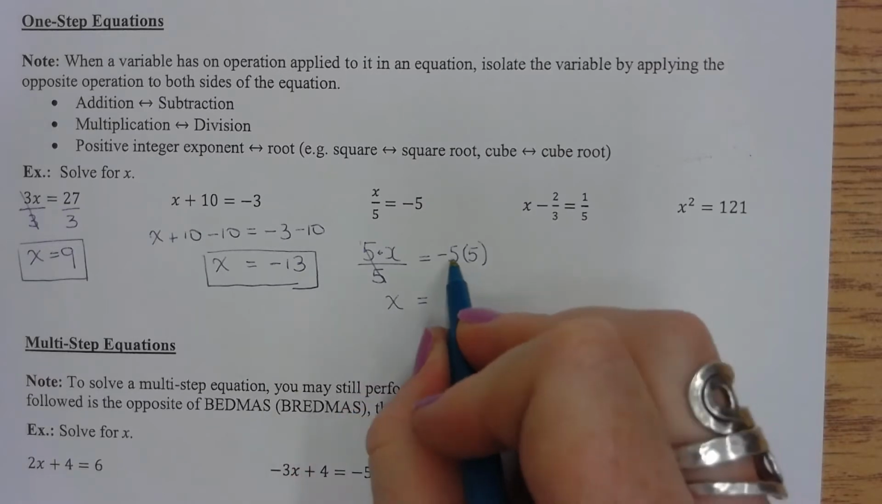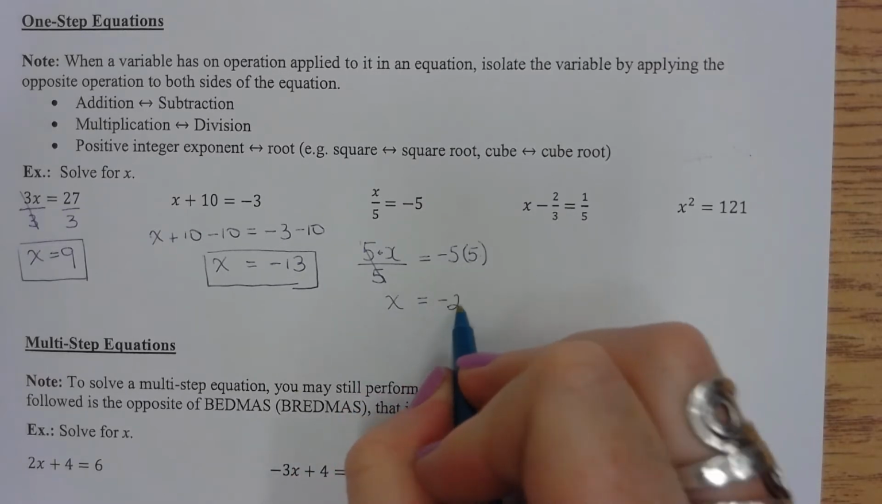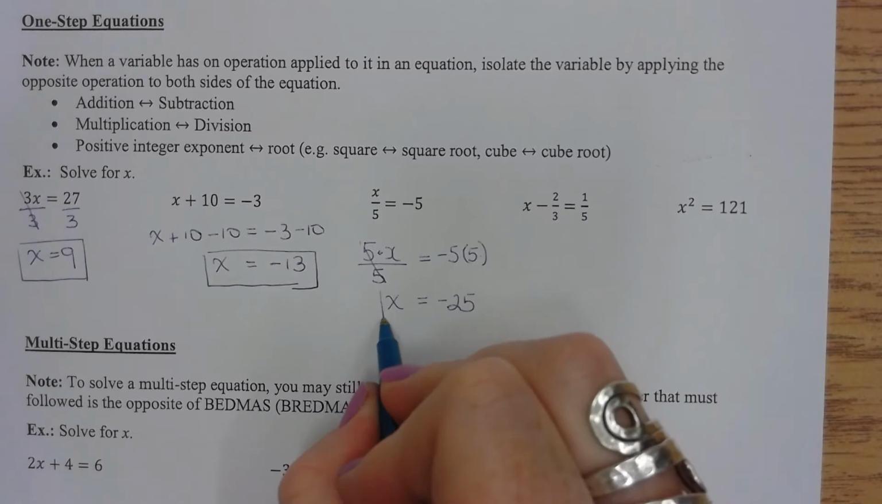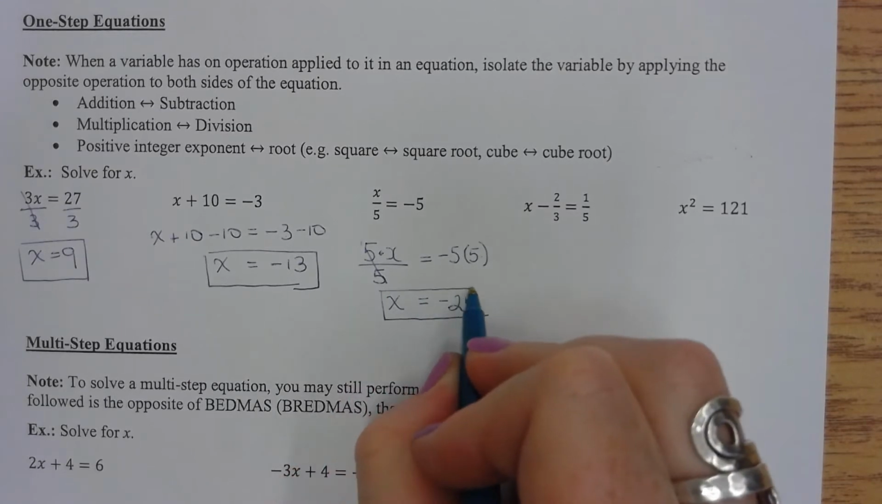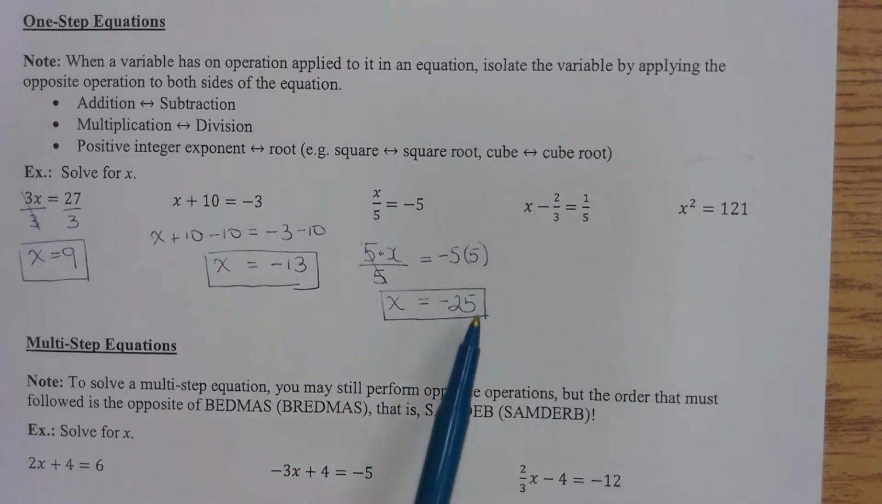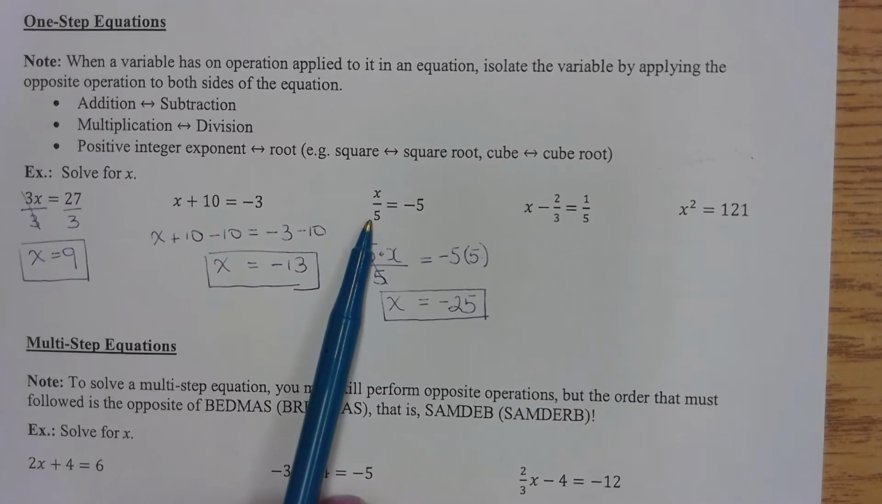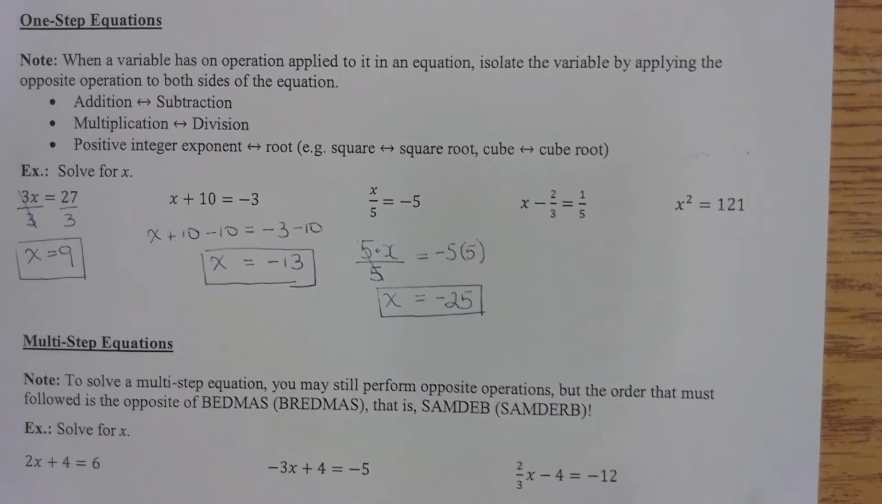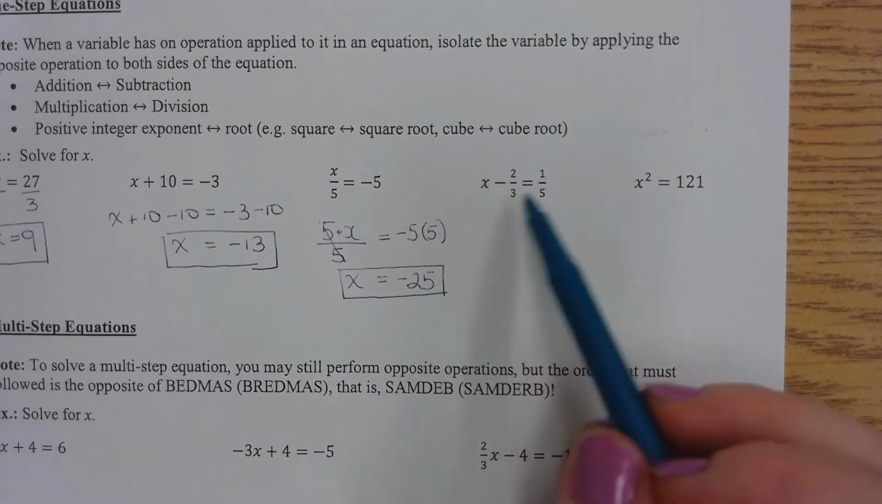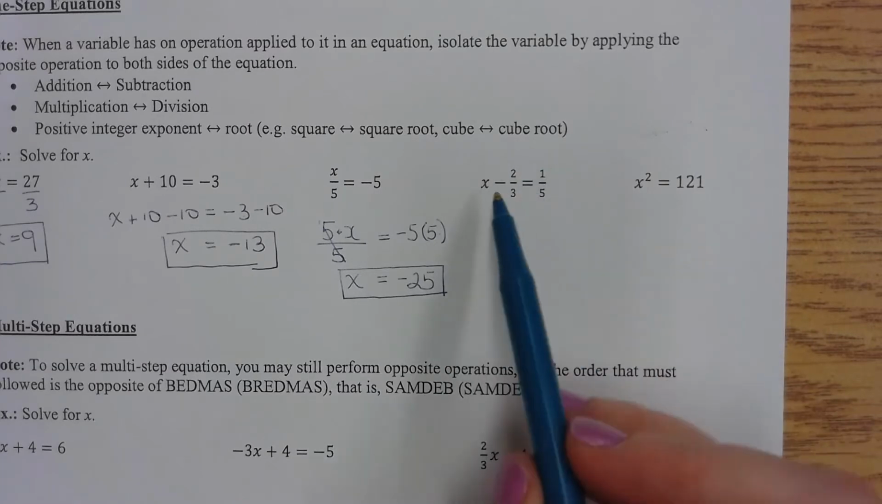And negative 5 times 5 is negative 25. So my answer is negative 25. And I can check it. Negative 25 divided by 5 is negative 5. So yep, that worked.